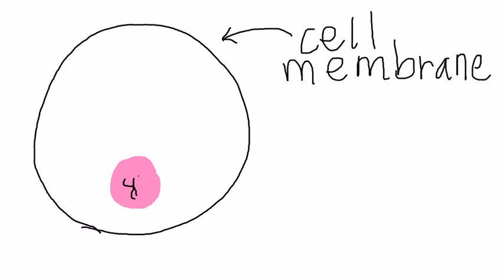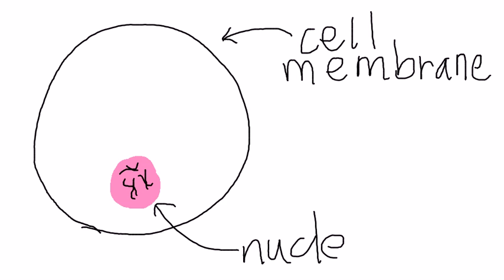In addition, it's got these little fancy things that we're going to learn more about in 4th quarter called chromosomes. It is the DNA. It's the genetic material. So this, my friends, is our cell's nucleus. And it is very, very important.